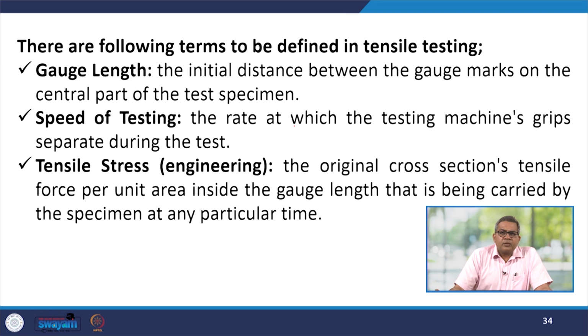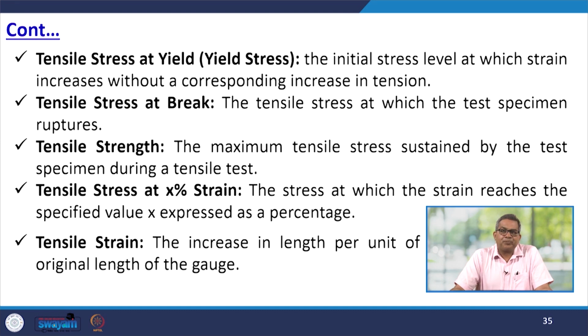Now, there are various terms to be defined in tensile testing. One is the gauge length, the initial distance between the gauge marks on the central part of the test specimen. Then the speed of testing, the rate at which the testing machine's grips separate during the test. Then tensile stress, the tensile force per unit area of the original cross section inside the gauge length, being carried by the specimen at any particular time.